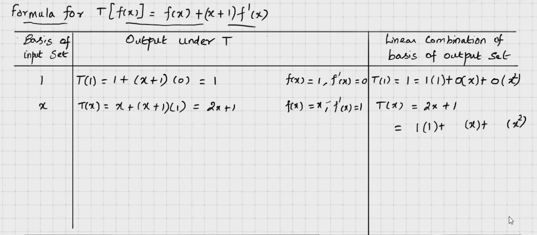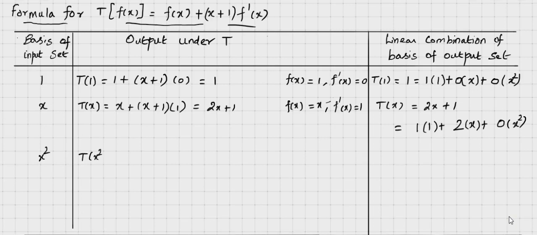What is the coefficient of x here? 2. What is the coefficient of x square in the left hand side? There is nothing. So 0. So this is how you will be writing every quantity as a linear combination. Okay. Now we will go for the last element in the basis.